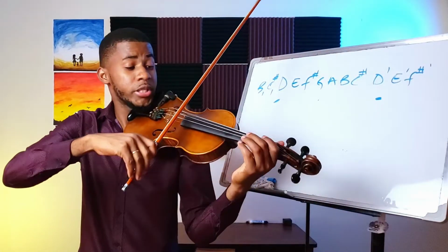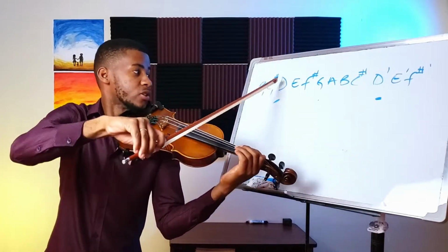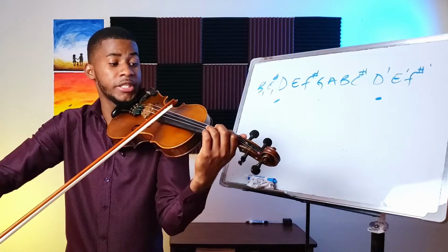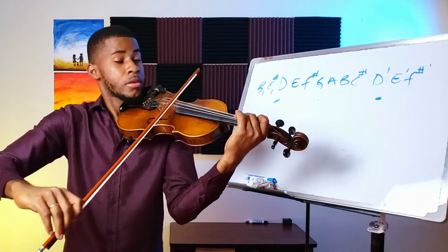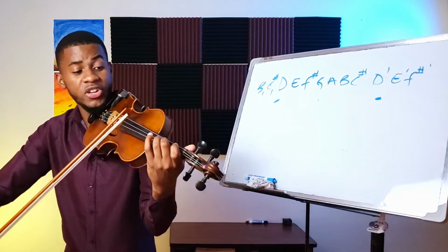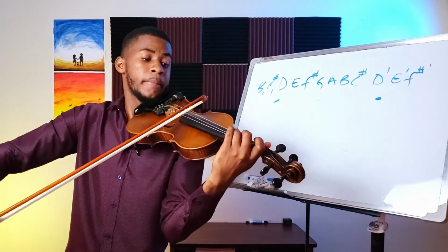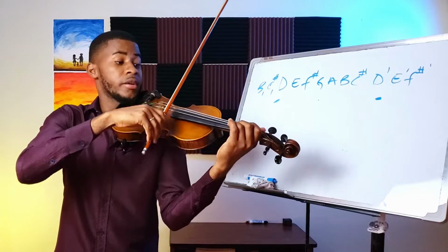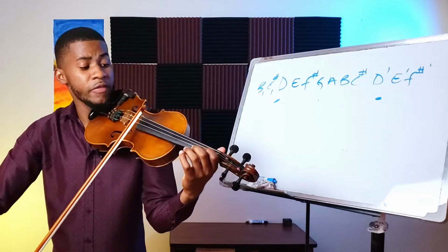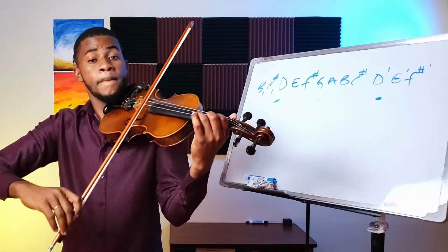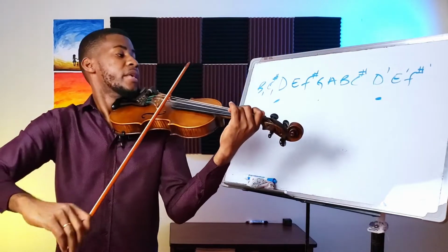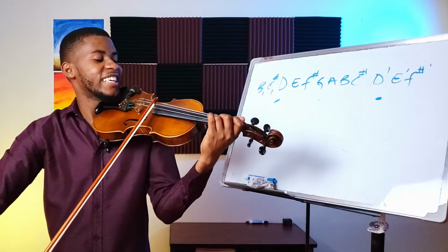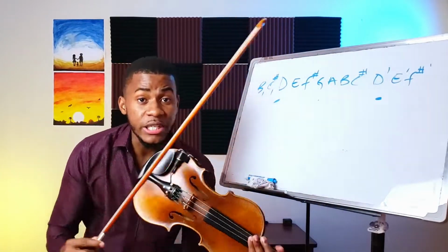Right, so we have our D. That's our D right there. Then our E, first finger on the D. Then we have our F sharp, second finger on the D, then we have our G, third finger on the D. Then we have our A, our B, first finger on the A. Our C sharp, second finger on the A. And our D, third finger on the A. So that's our D major scale right there.